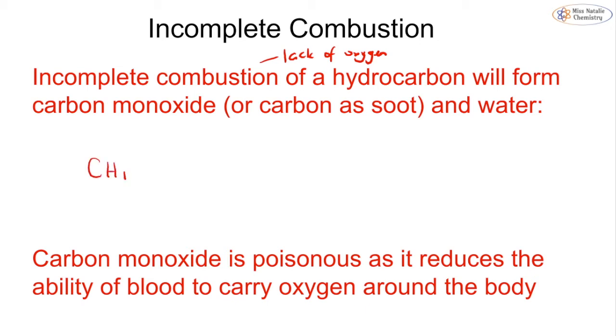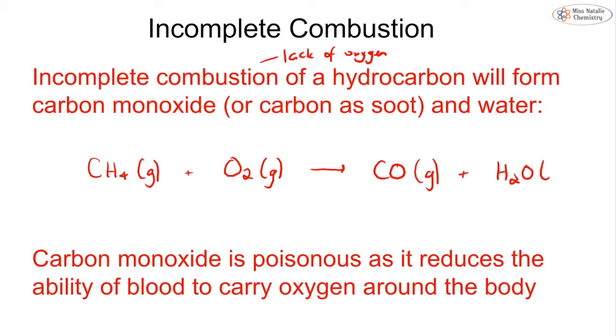So if we have our CH4 as a gas, reacting with the oxygen, remember O2 is diatomic, and we're going to form carbon monoxide, so this time CO, but it is still a gas, and we still make the water, which is H2O. Now, of course, we have to balance it. So my carbons, I have 1 on the left and 1 on the right, so that is balanced. The hydrogens, I have 4 on the left, but I only have 2 on the right. So I'm going to put a 2 in front of the water.